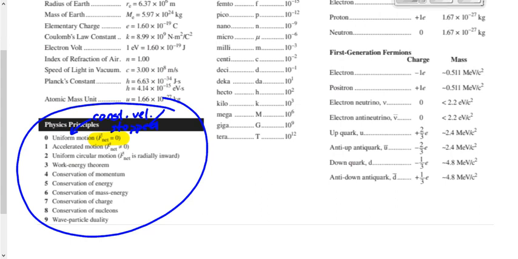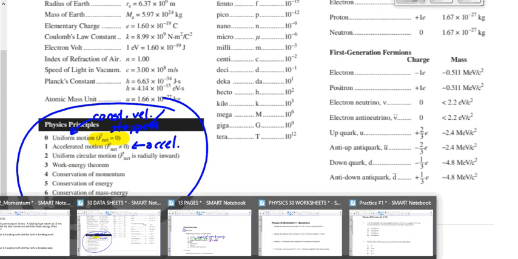Now, the second example question that we had, the momentum after an acceleration, would be principle 1. That's accelerated motion. F net is not equal to 0. In other words, it's accelerating. It's speeding up or slowing down. If an object is speeding up or slowing down, it's principle 1, accelerated motion. Does that make sense?